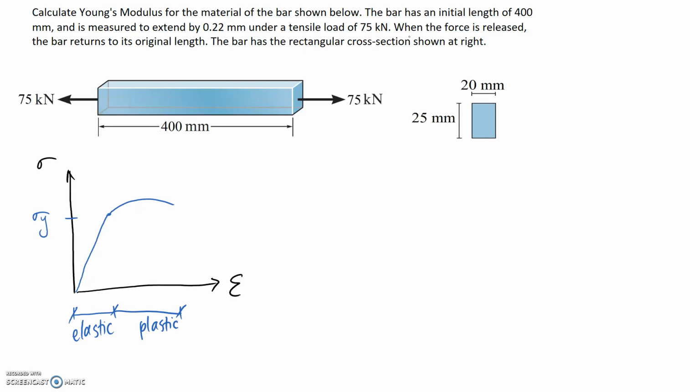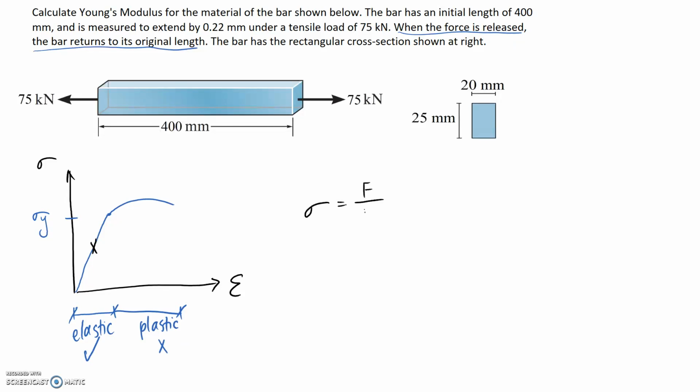So when it tells us that when the force is released, the bar returns to the original length, it's telling us we're in the elastic zone and not the plastic zone, because any deformation we cause in the elastic zone is recoverable, so we go back to the original length. If we're in the plastic zone, we end up permanently deforming our material. So when we calculate our stress in this bar and our strain, we're going to know that we're landing somewhere in the elastic region of this curve, and I'm just going to mark it as an example here.